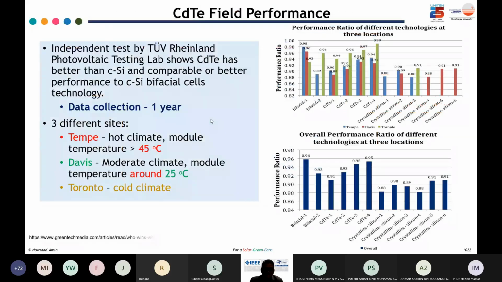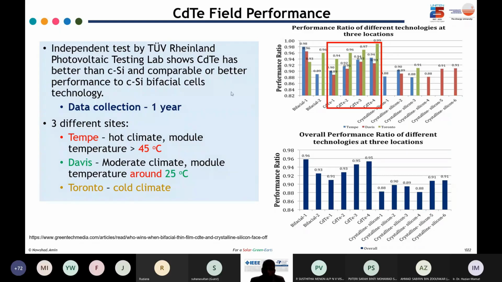Now I'm going to show you some practical data taken by an independent test authority called TUV Rheinland in Germany. They put different kinds of solar modules in three different sites: hot climate, moderate climate, as well as cold climate. Tempe, Arizona, Davis, USA in California, and Toronto in Canada. They ran them for a couple of years, and then took the average.